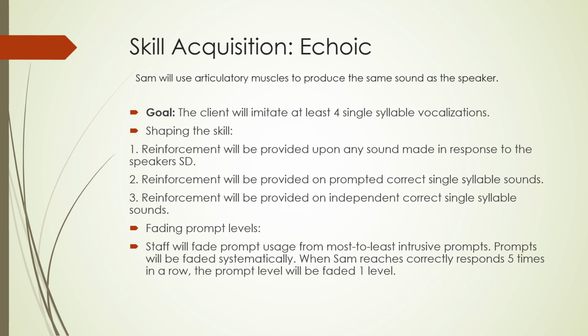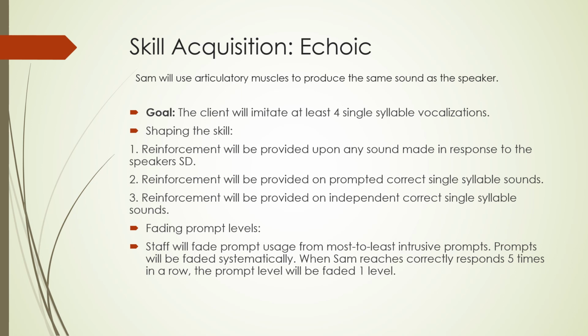Finally, in the area of skill acquisition, we will be addressing echoics. Our definition of echoics is that Sam will use articulatory muscles to produce the same sound as the speaker. Our goal is that Sam will imitate at least 4 single-syllable vocalizations. To do this, we're going to shape the skill. First, we're going to provide reinforcement upon any sound made in response to the speaker's SD or prompt. Reinforcement will be provided on any prompted correct single-syllable sound. And then finally, reinforcement will be provided on independent correct single-syllable sounds.